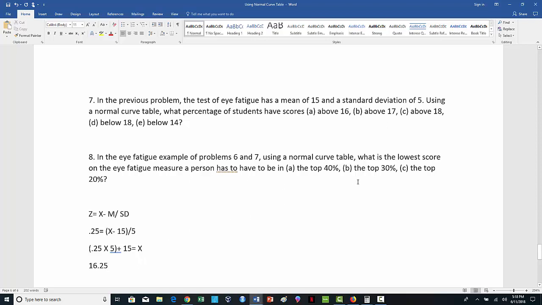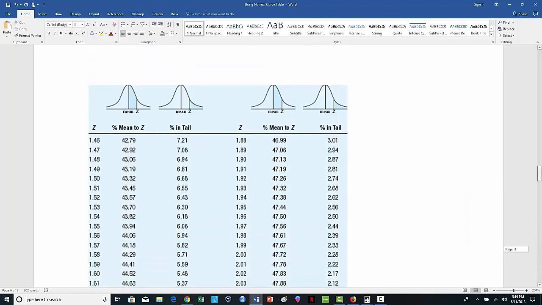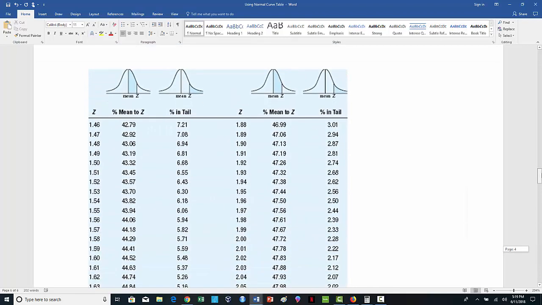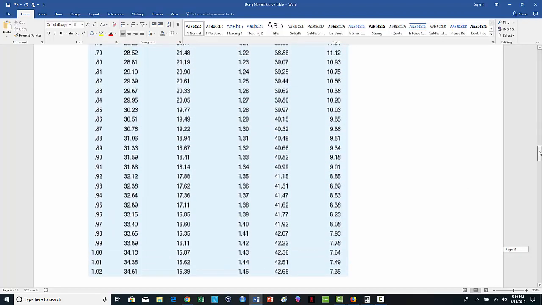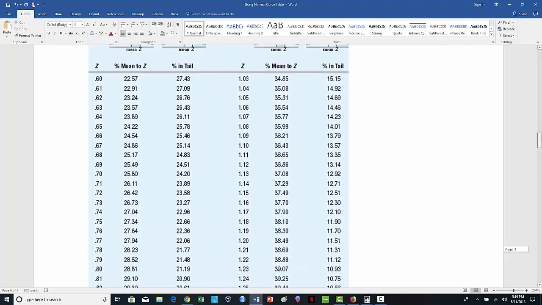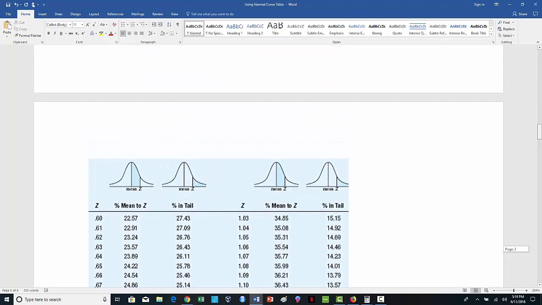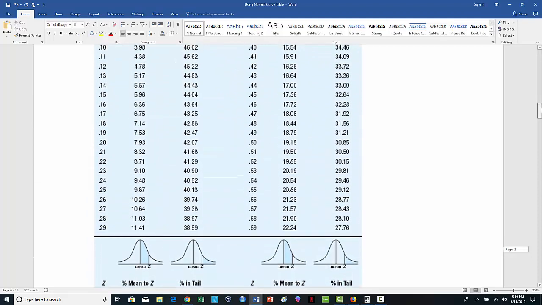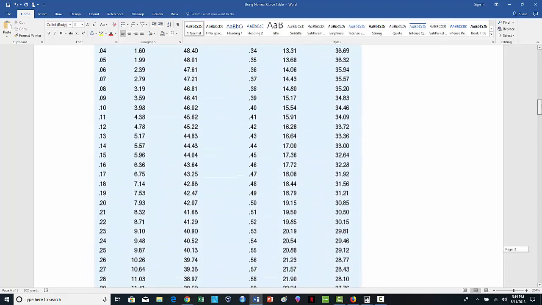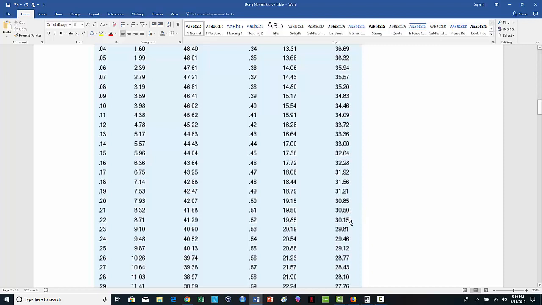So part B is asking what's the lowest score the person has to have to be in the top 30%. Well, same sort of thing. We go into the normal curve table, and we have to find a number that closely corresponds in the percent in the tail to 30% instead of 40 this time. And so when we look it up right here, we see that 30 is between right here. So we take the z-score of 0.52, and we would do the exact same thing.